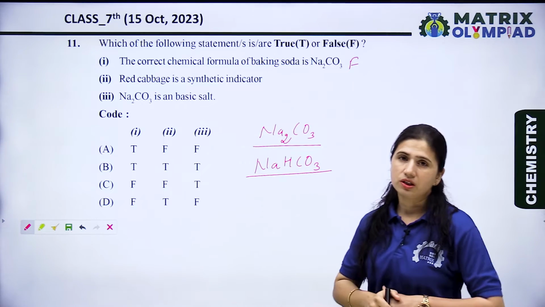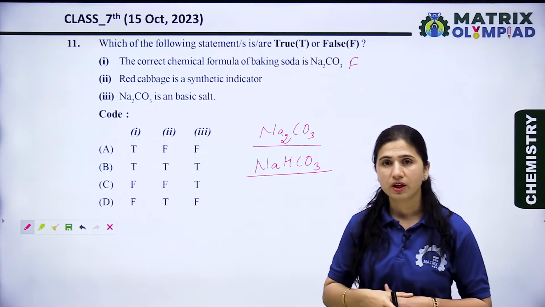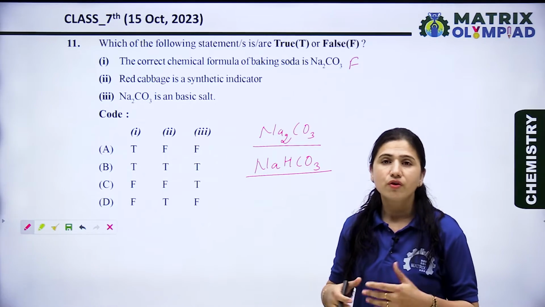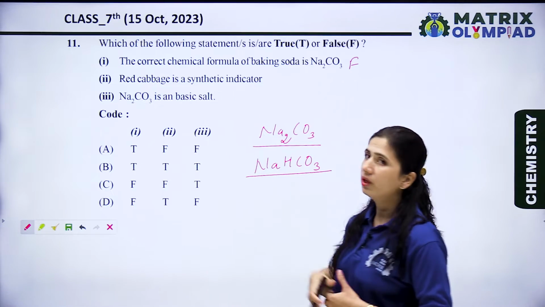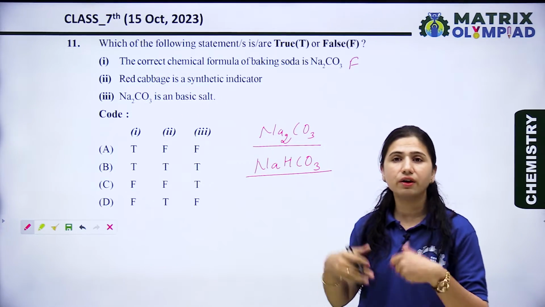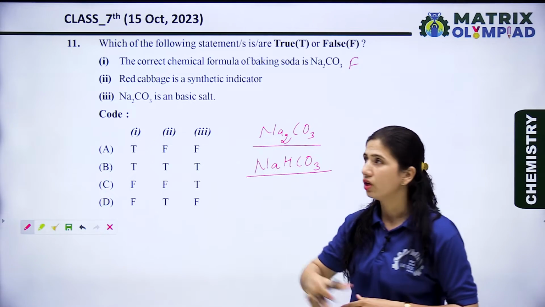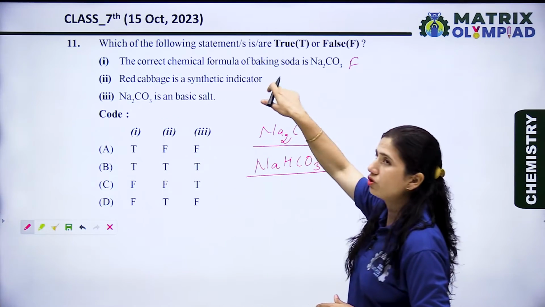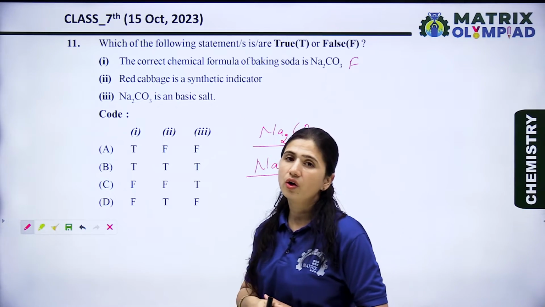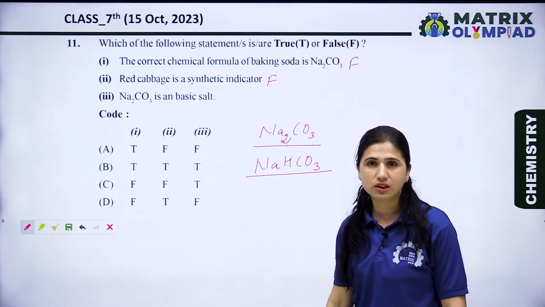Indicators are the substances which we can use for the identification of acid and base, and the indicators are obtained from nature as well as from the labs. The indicators which we can get from nature are known as natural indicators. Red cabbage is obtained from natural sources, so red cabbage is a natural indicator, not a synthetic indicator. So this is also a false statement.